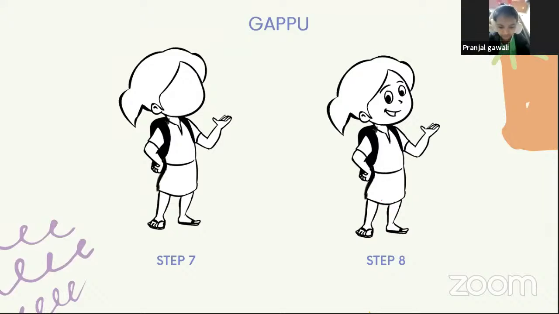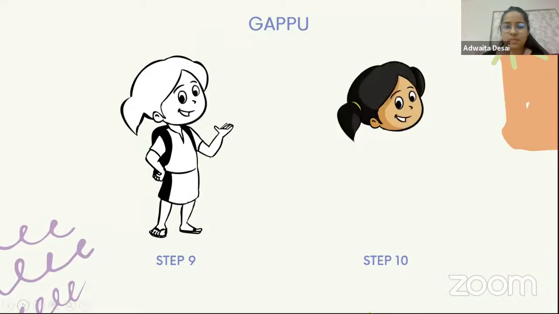Done, ma'am. We will go on to the next one. This one you have to, if you think your Gappu looks exactly like step number 9, you can now start coloring Gappu.